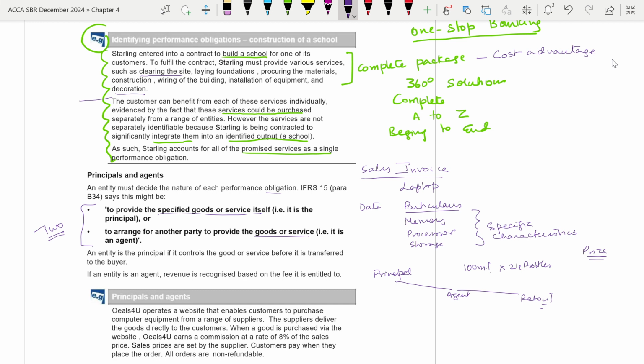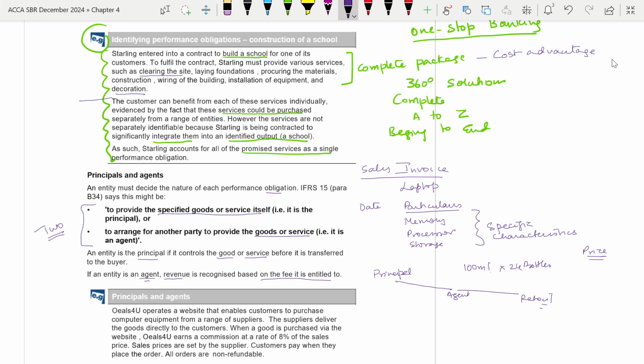Any entity is the principal if it controls the goods or service before it is transferred. You are selling the product, you are the principal. Somebody is going to buy. If the entity is an agent, revenue is recognized based on the fee. Be a little bit more focused here.